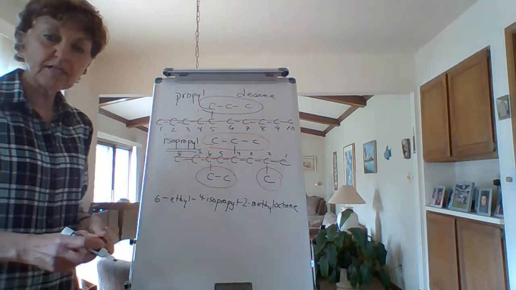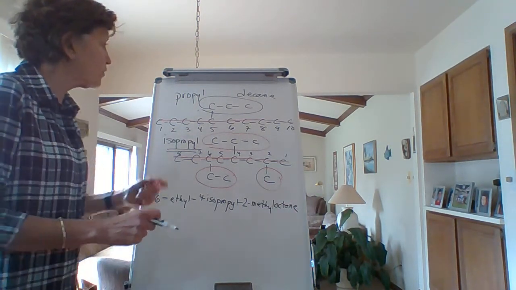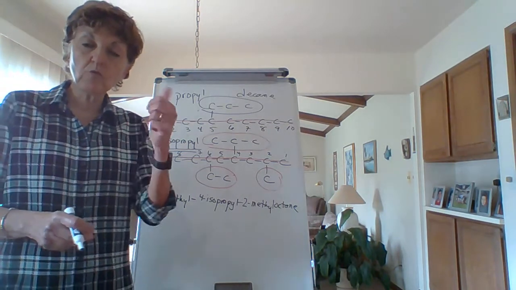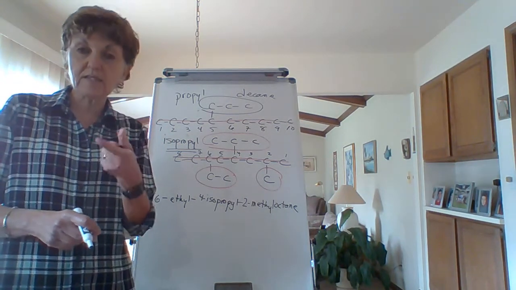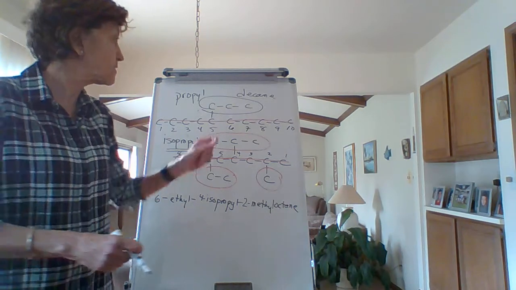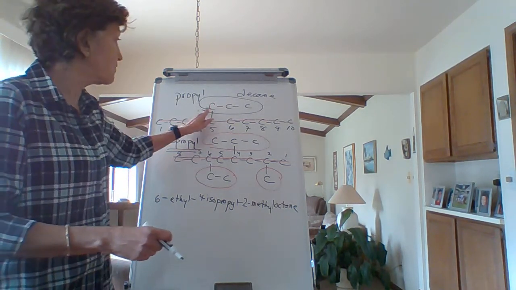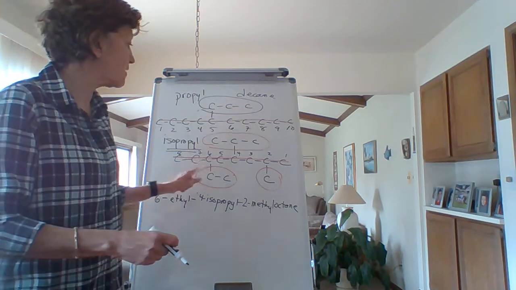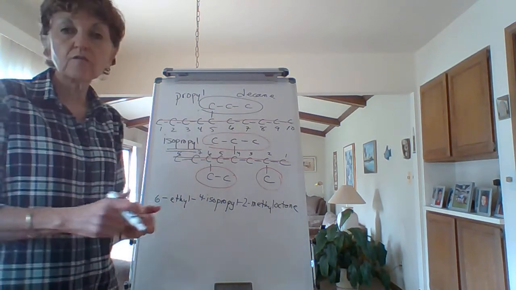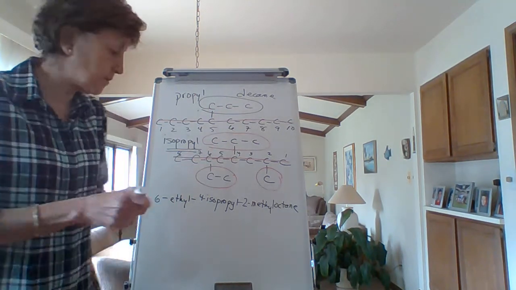Okay, makes sense? All right, so two types of propyl groups. One is a regular propyl and one is an isopropyl. What's the difference? The regular propyl is hooked up just from the end, so it could be hooked up from this end or this end. The isopropyl is hooked up from the middle carbon.